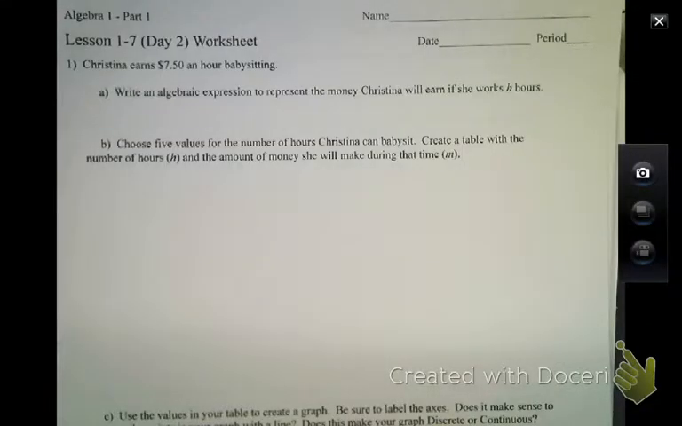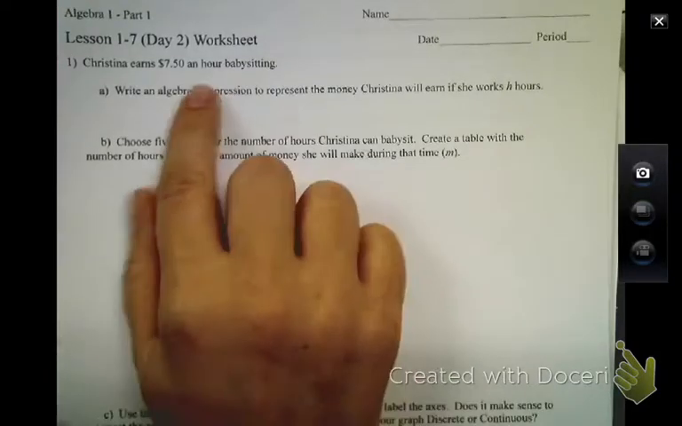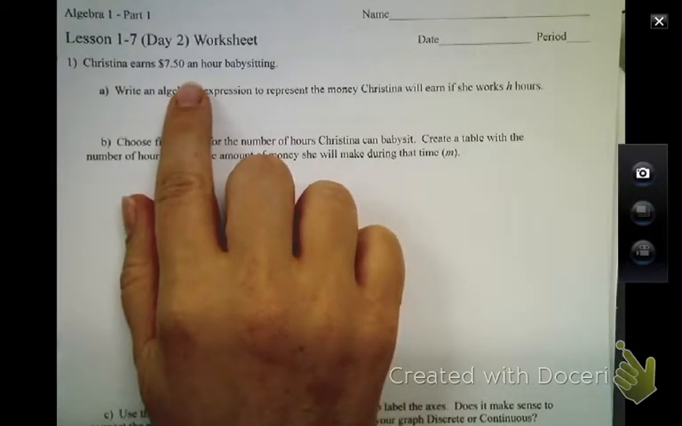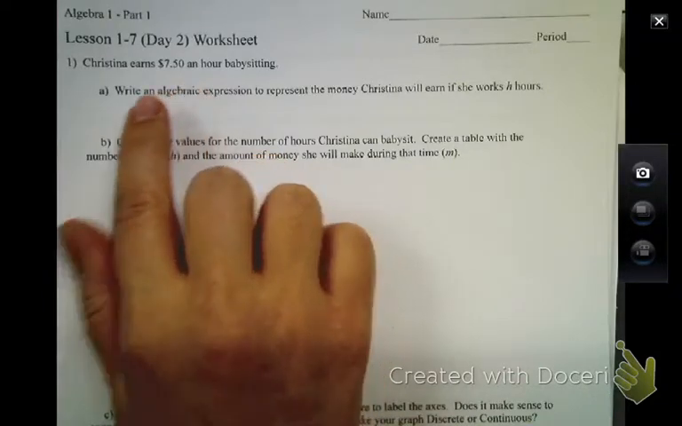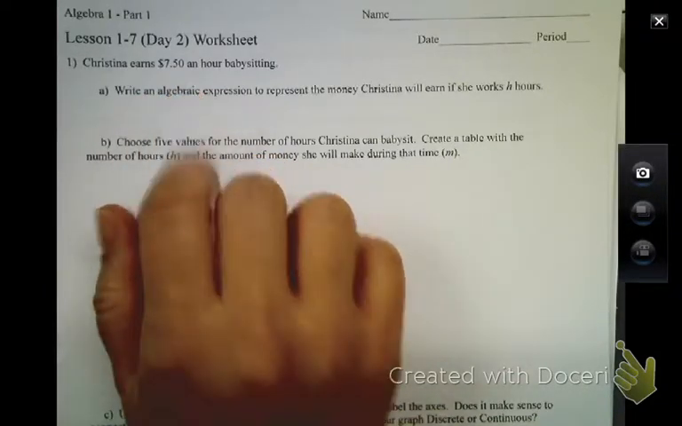Okay, Mr. Opal, if you could, please pass out the following worksheet and pause this. I want to make sure we're all on the same page of how to do problem 1.